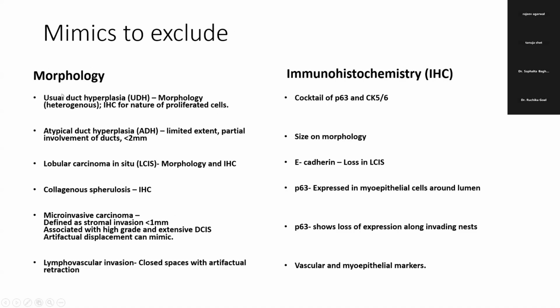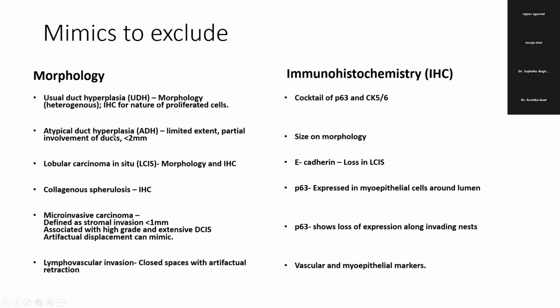So these are a few mimics to be excluded before we label the case as ductal carcinoma in situ. That is, for low-grade DCIS, the usual duct hyperplasia, for which we often ask the clinicians to get an IHC done to look for the nature of the proliferated cells. So we put a cocktail of P63, that is the myoepithelial marker, and a CK5/6 to look for the proliferated epithelial cells. If they show the intact expression, that means it is in favor of a usual duct hyperplasia.